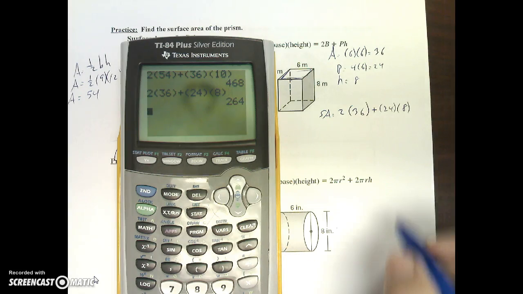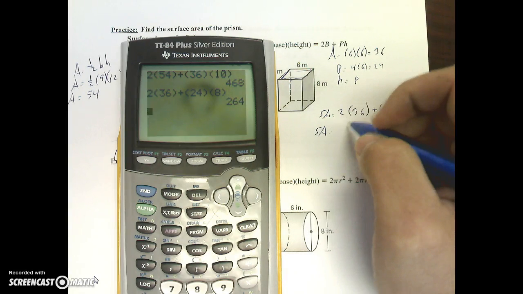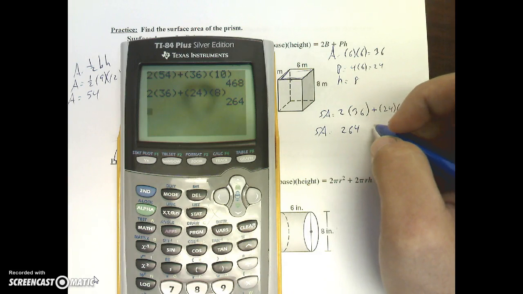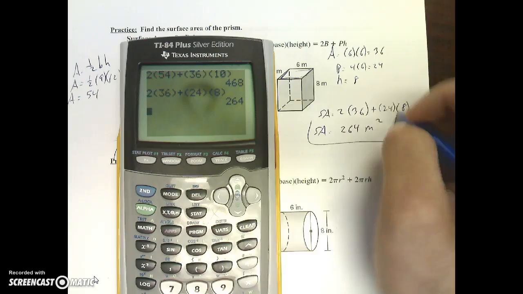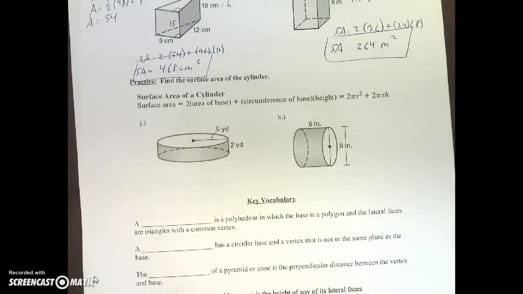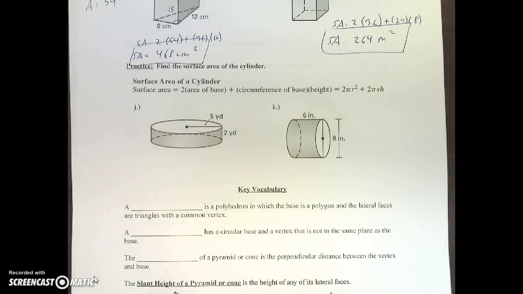Okay. If I ever do go too fast, again, the luxury of these videos is that you can hit the pause button, you can replay them. So please feel free to do so if you need to see a step again. Okay? Awesome. All right, surface area of a cylinder.